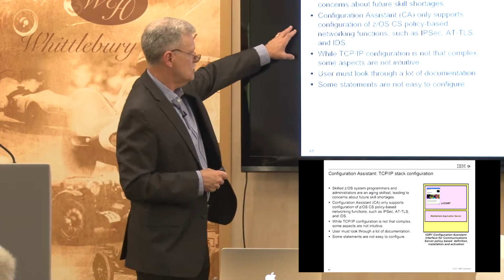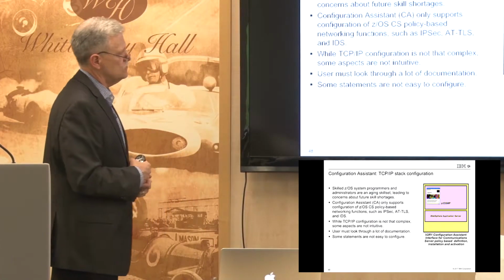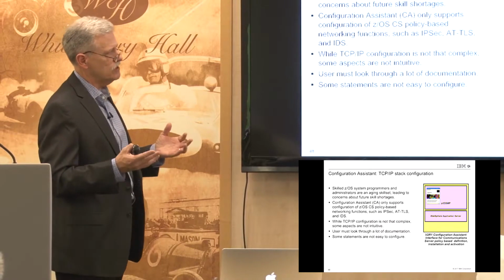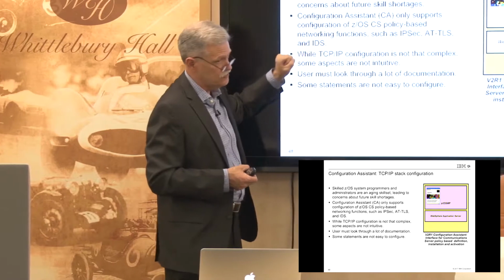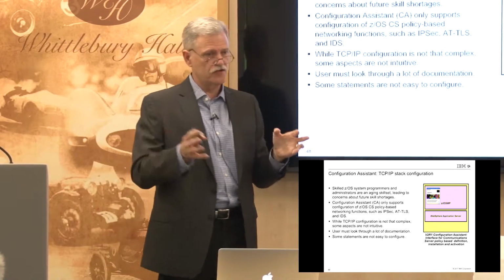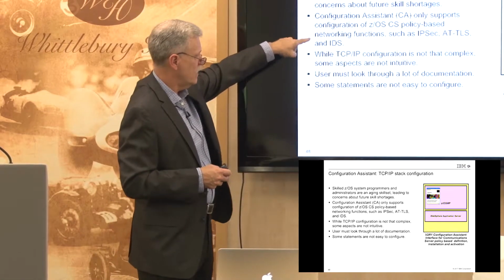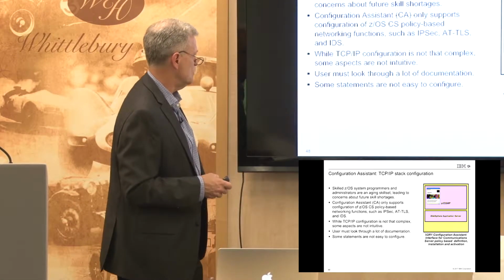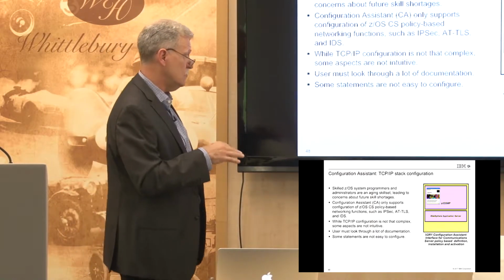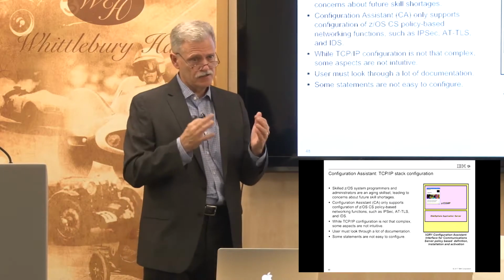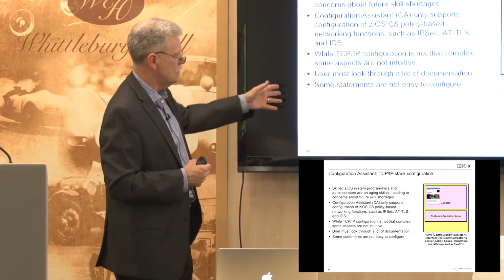So Configuration Assistant was created, and initially it only supported Comm Server policy-based networking functions, things like IPsec, AT-TLS, and IDS, intrusion detection. Very important, but security functions that were in the policy agent. So step one, Config Assistant provided support for policy-based definitions. TCP/IP configuration is not that complex. Some aspects are not intuitive, though. They do interact, and it's not quite obvious. So some users must look through a lot of documentation. Some statements are not easy.